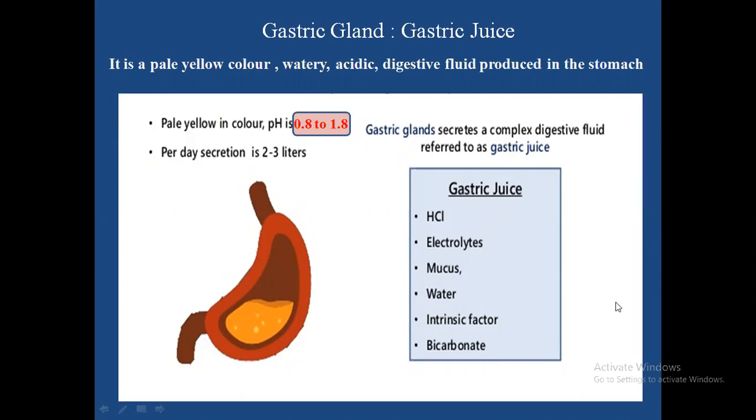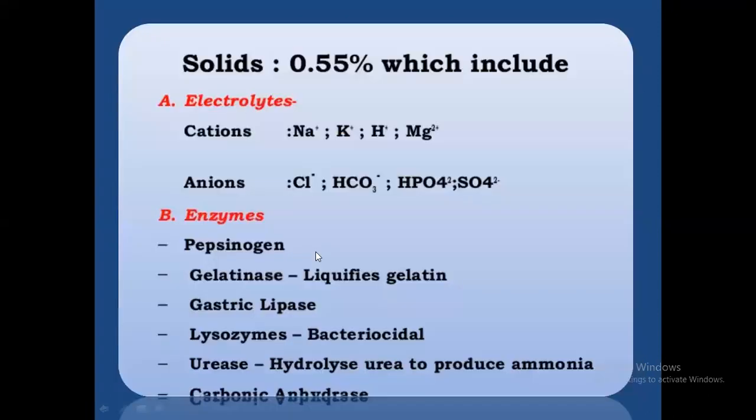Gastric juice consists of different substances. One is a strong acid, HCl, which is produced by the oxyntic cells, and some electrolytes, mucus, and water. I already told intrinsic factor, this is produced by the parietal cell, and bicarbonates. Some ions are also present in the gastric juice.